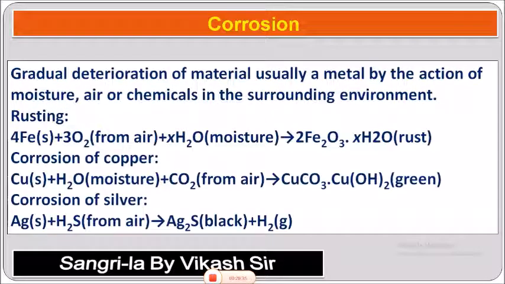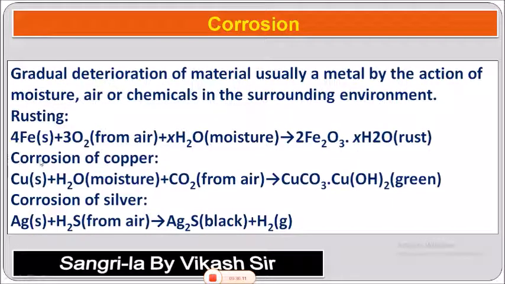Okay. Now come to the point of corrosion. It is the gradual deterioration of a material, usually a metal, by the action of moisture, air or chemicals in the surrounding environment. Okay, this is corrosion. For example, you can see rusting. Gradually the metal reacts with moisture, air or chemicals. This is known as corrosion. For example, iron reacts with air and moisture and gives hydrated iron oxide. This is rust. Okay, this is the formula for rusting of iron.